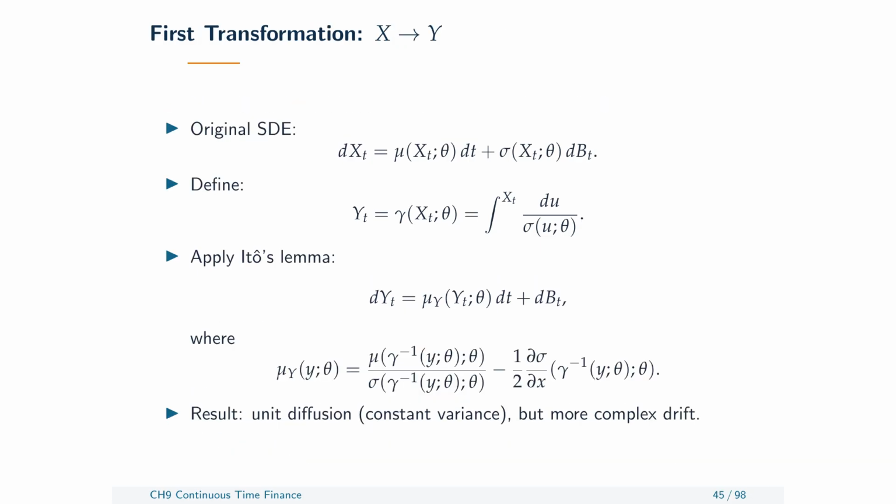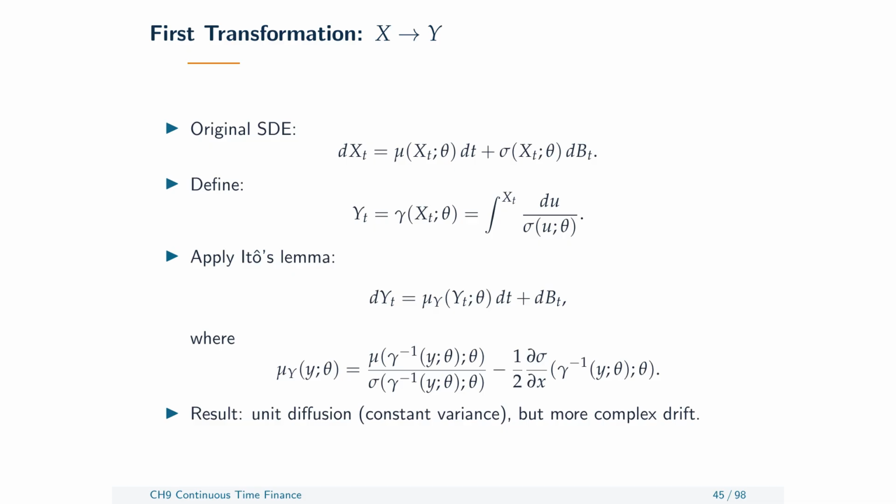The first transformation integrates 1 divided by the diffusion function with respect to the state. Ito's lemma then converts the original equation into a process with unit diffusion and a transformed drift.